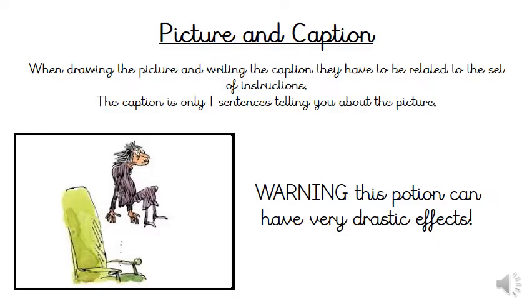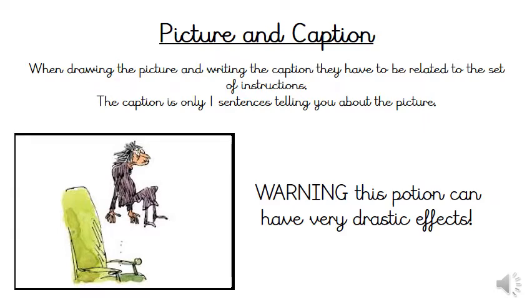So the next thing you'll need: it goes heading first, then you have your what you need, then you have your introduction, your method and conclusion, and then at the very end you have your picture and your caption. So when drawing the picture and writing the caption, they have to be related to the set of instructions. So I've taken one from George's Marvellous Medicine, and your caption only needs to be one sentence telling you about the picture.